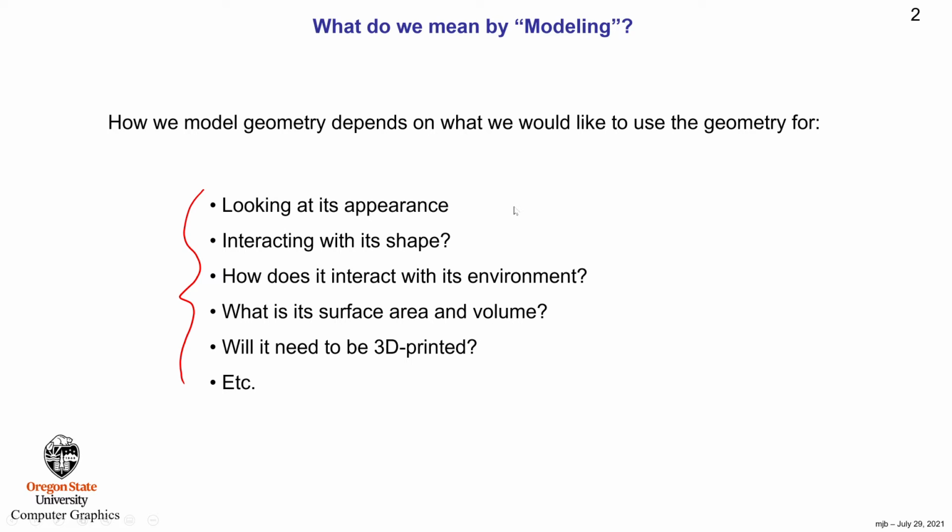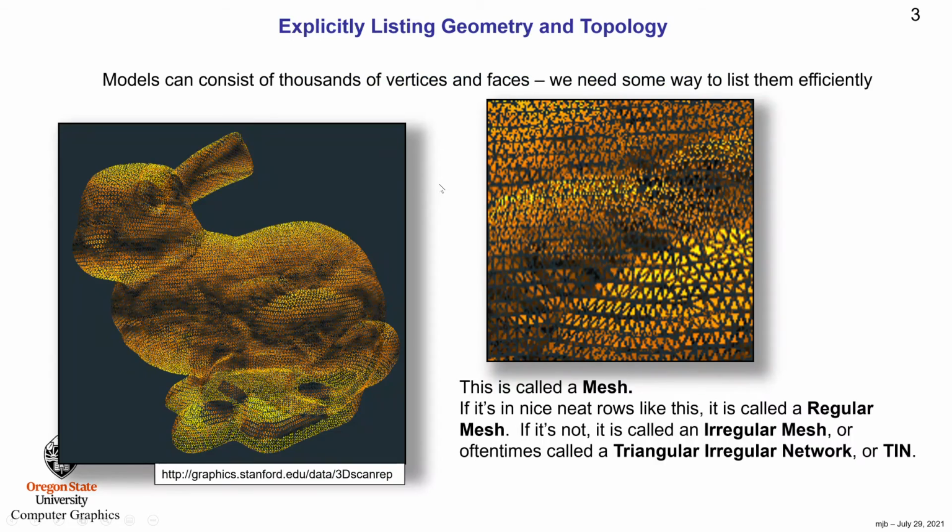So we're going to look at multiple ways of modeling geometry. And you can kind of guess by looking at them what they would be good at and what they would not be good at. Okay, the easiest way is a list of triangles, and that's known as a mesh. You can see here as we zoom in on the bunny, in this case it's a lot of triangle strips, but essentially it's a list of triangles. If it's triangles all over the place like this, it's sometimes referred to as a TIN, which stands for triangular irregular network.